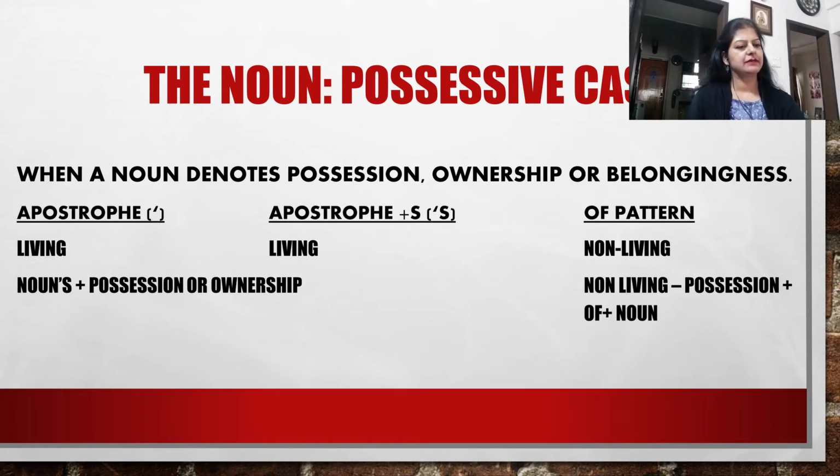In most cases, it is formed by adding an apostrophe plus s to the noun. If the noun is plural and already ending in s, then we will add only an apostrophe. We will not add s. Apostrophe s is used for showing possession, and we are using it for living beings. And for non-living things, we are using the preposition of.